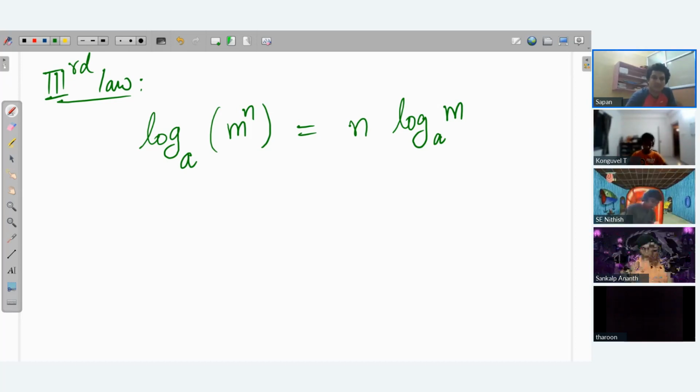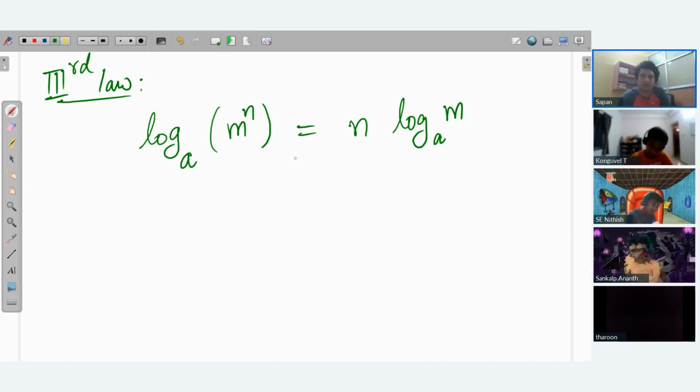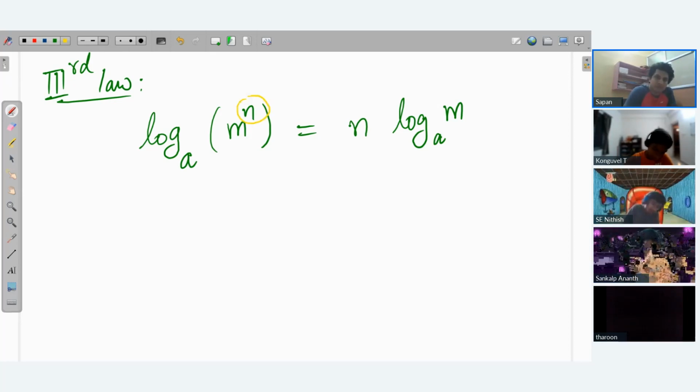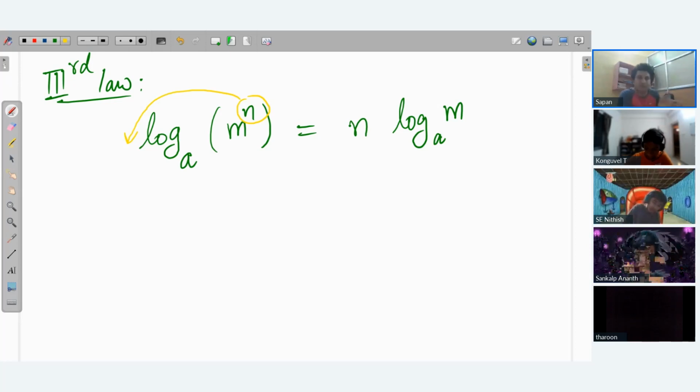So this basically means n on the exponent of the entire log a m, right, sir? We just multiply the result with n. No, it's different. The power comes behind. The power becomes a normal multiplication. The power becomes the multiplication factor. Okay.